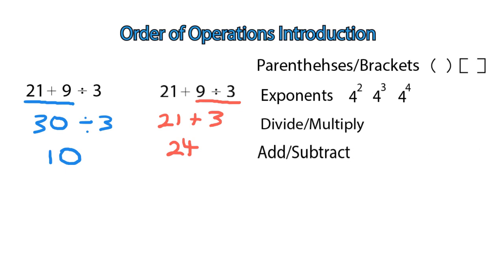They are also equal. So if we go back to the original equation, 21 plus 9 divided by 3, we've got addition and we've got division. So if we're following this order of operations, we've got to do the division first. So 9 divided by 3 is 3. And then we do the adding and subtracting, which gives us 24. So this would be the correct answer.